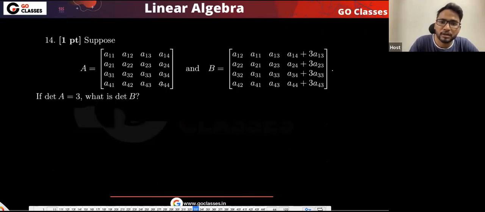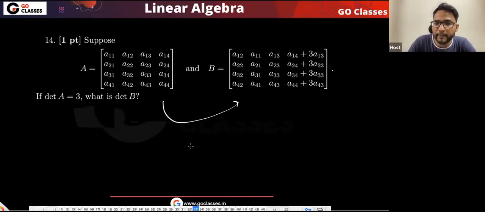Okay, now let's answer this. Suppose the determinant of A is 3, then what should be the determinant of B? B is just A with a change in the last column, I think. Let's take it for granted that we can apply operations either to the rows or to the columns. So in the last column we have 3 plus the third column, right? 9, 12. Okay.